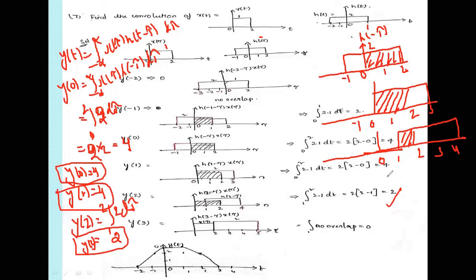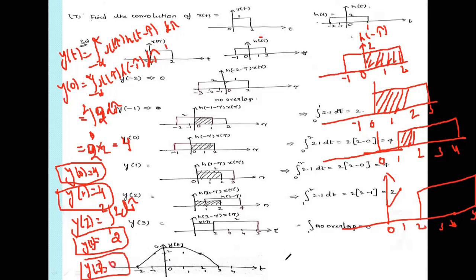Okay. Next, you can move further, so it starts from 2 to 5, with 3 and 4 in between. There is no overlapping, so y of 3 is equal to 0. You can move further also, but there is no value you get.